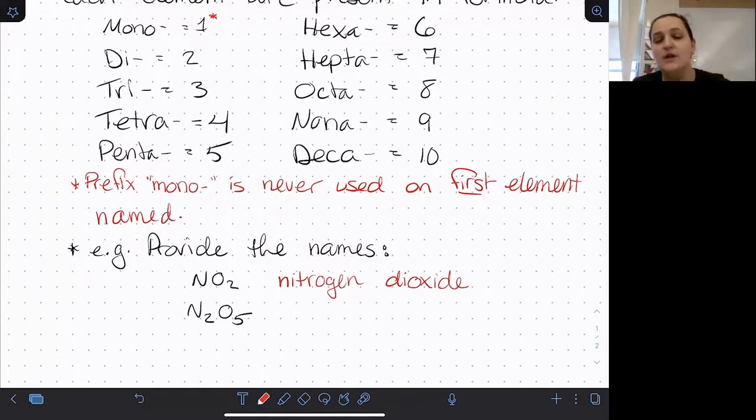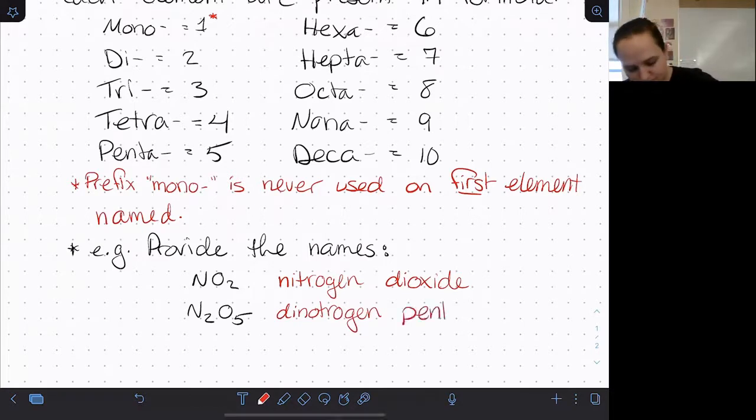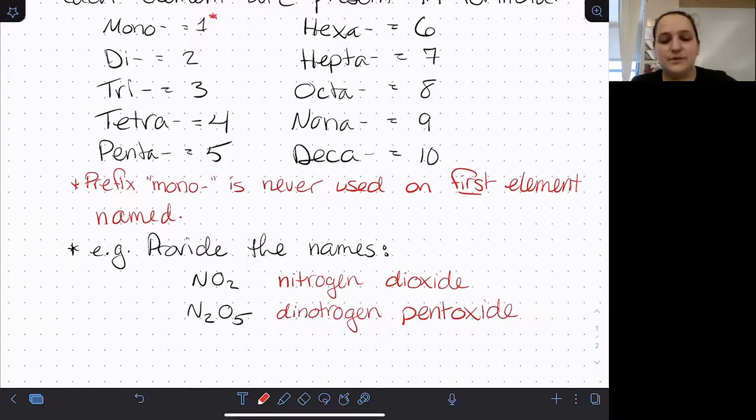For the second one, we have two nitrogens, so we need to include a prefix. If it is anything other than one, we include a prefix on the first element. So to specify that there are two, we would call this dinitrogen. And then there are 5 oxygens. So this would be dinitrogen pentoxide.